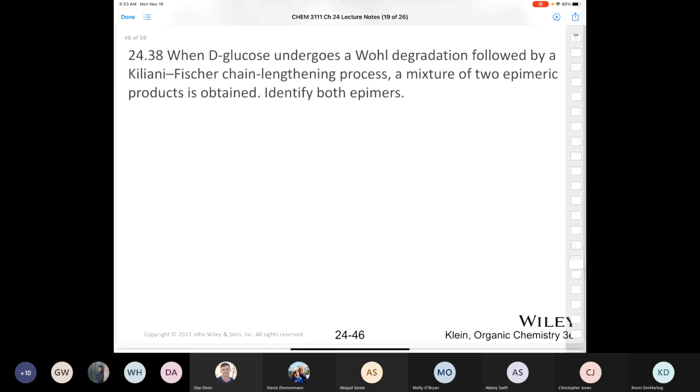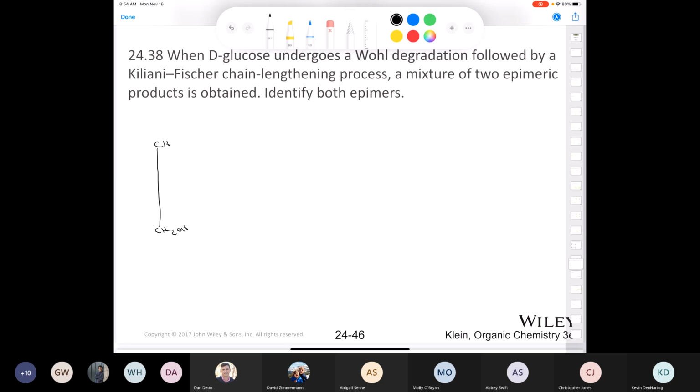Let's try 24.38. This deals with the Wohl degradation. It says when D-glucose undergoes a Wohl degradation followed by a Kiliani-Fischer chain lengthening process, a mixture of two epimeric products is formed. Identify both epimers. So let's start by drawing D-glucose. So we'll start with 1, 2, 3, 4. So here we go. So this is D-glucose.